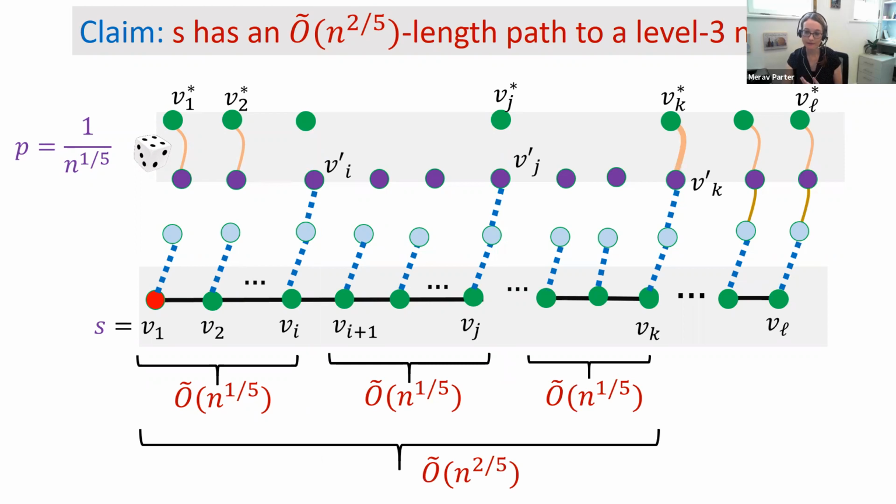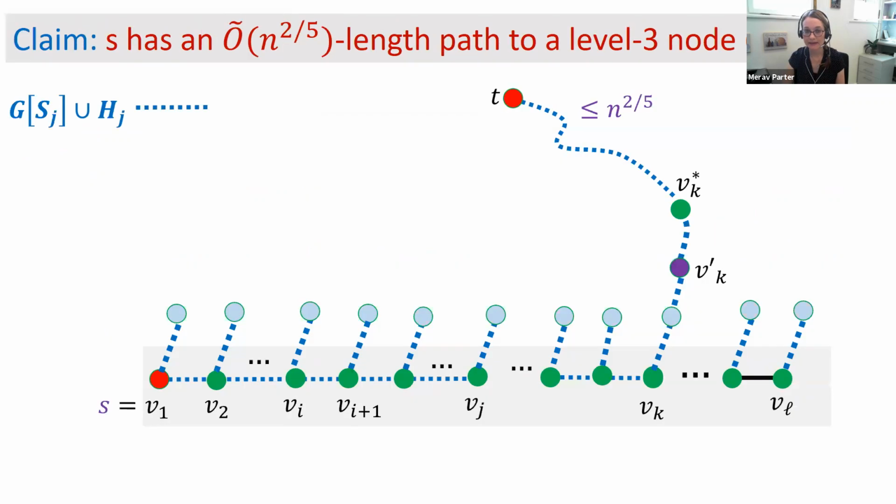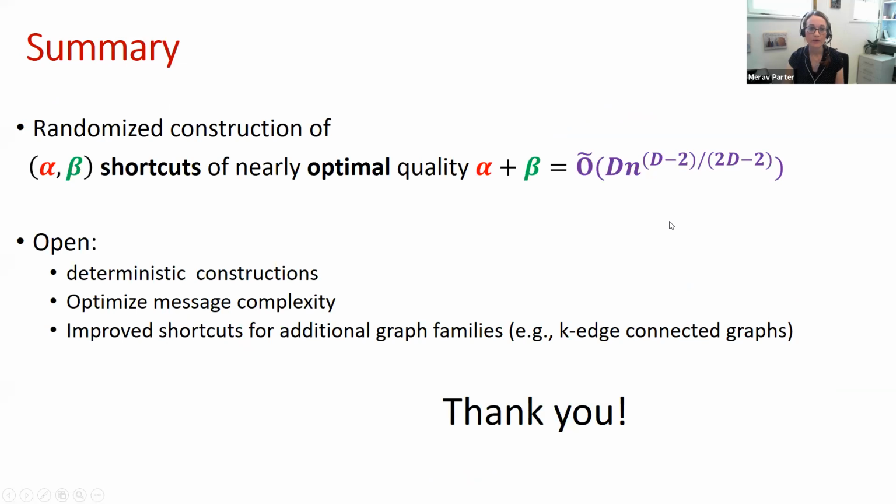So this is a very simplified drawing, but I hope that it conveys the key main ideas. And once we prove that there is a short path from S to some level 3 node V star K, I get a short path from S to T that goes through this special node. So overall in this work, we provide a randomized construction for shortcuts in constant diameter graphs. The running time and the quality of the shortcuts is nearly optimal.